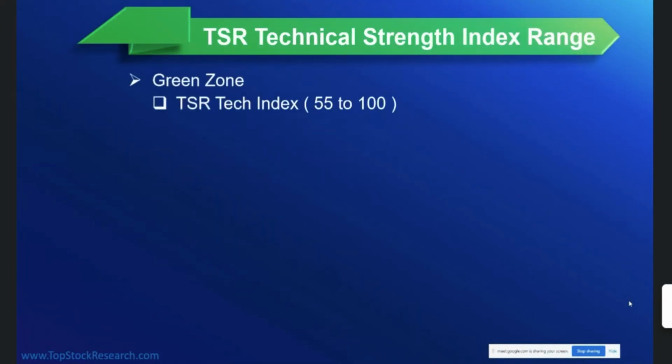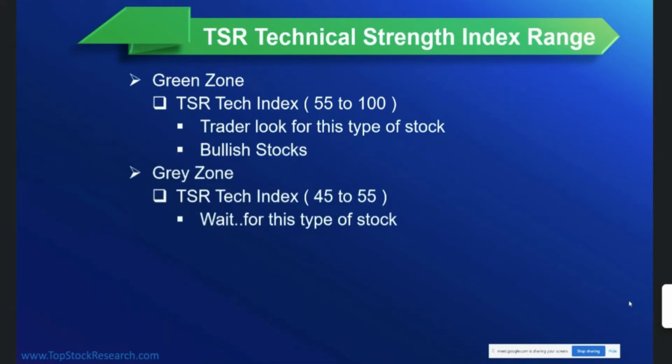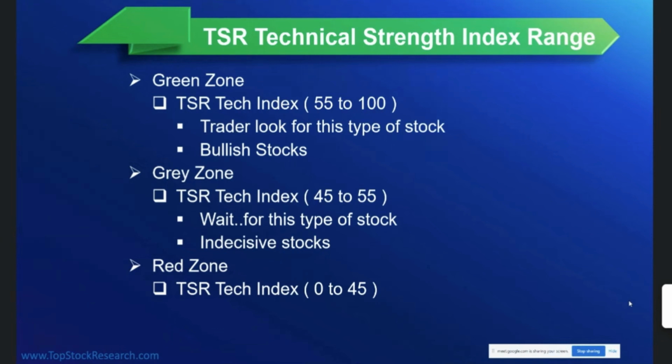Index range, same thing: green zone, red zone, and gray zone. We try to keep it consistent for all the strength indexes as much as possible, even though they evolved in very different ways at different times, but eventually we consolidate them into one single framework.